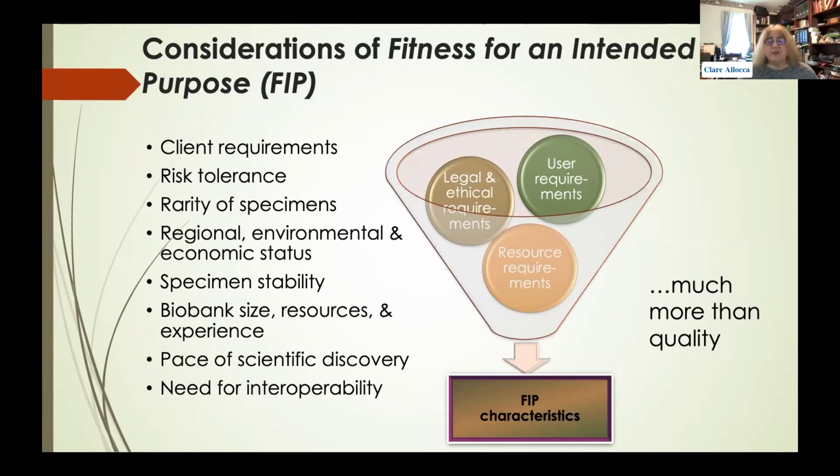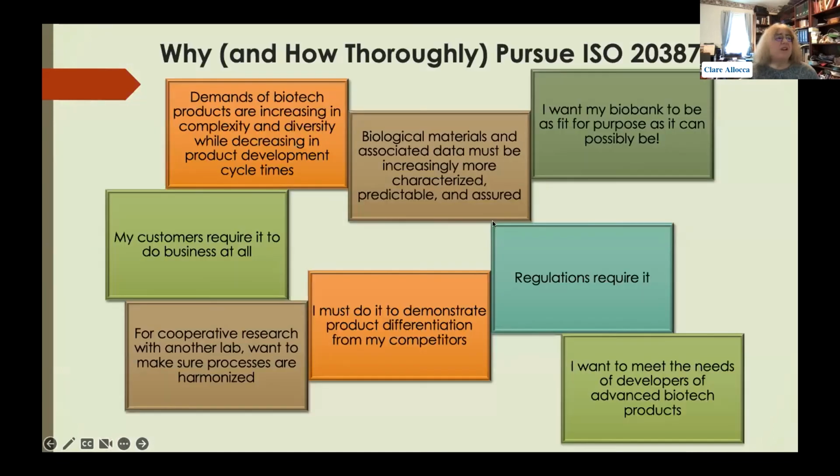Again, you're looking at the pace of scientific discovery, interoperability. Many times, the reason that you might need accreditation might be that you want to be interoperable and do some cooperative research with another biobank. But it's much more than just quality. So again, these are just some examples of example answers why somebody might decide to either pursue ISO 20387 or use materials that are from an accredited biobank. So again, you're talking things like the demands of biotech products, the complexity. You need that characterization. You need that predictability.